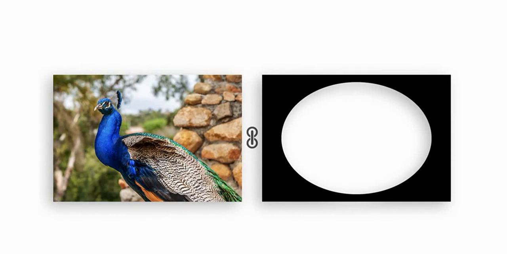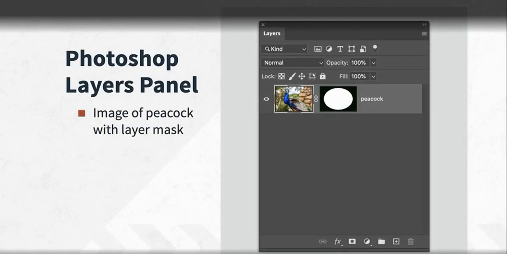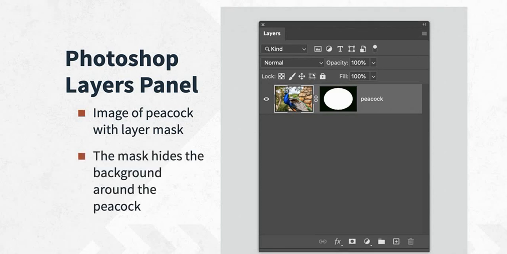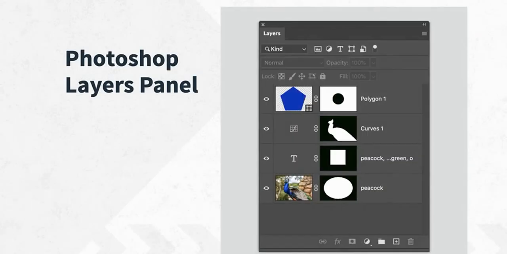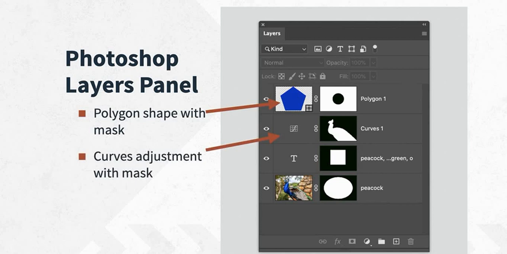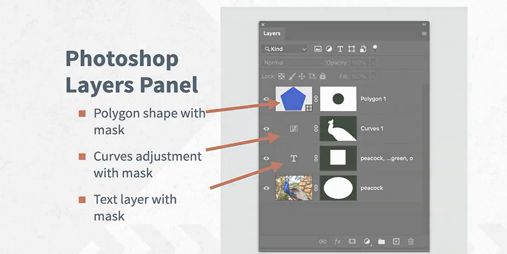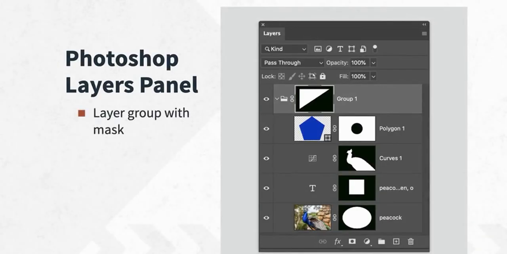This type of mask is used to hide part of an image without actually deleting it. We call this a layer mask, just to help you visualize it. The mask hides the parts of the image you don't want to see. Image masks are actually used for all types of digital content and applications that support layers, including shapes, image adjustments, and text. Masks can even be used for animation and video. Layer groups can also be masked.